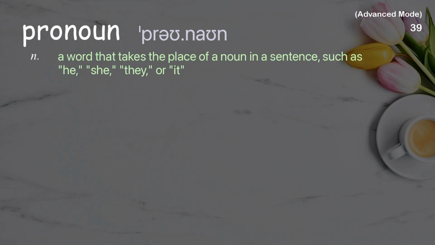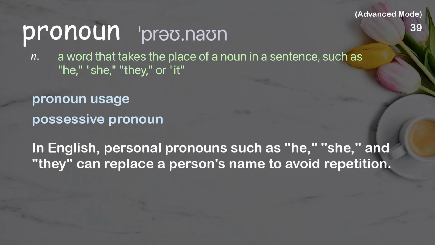Pronoun. A word that takes the place of a noun in a sentence, such as he, she, they, or it. Examples: pronoun usage, possessive pronoun. In English, personal pronouns such as he, she, and they can replace a person's name to avoid repetition.